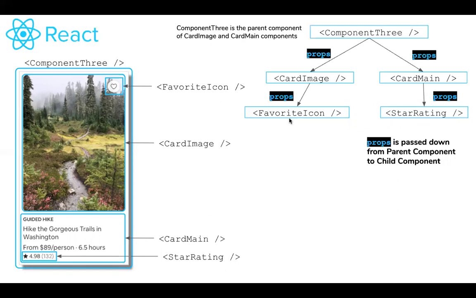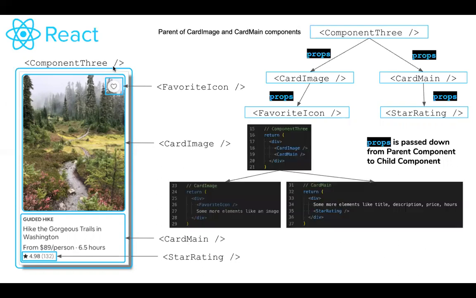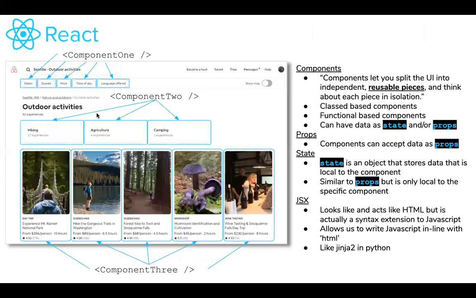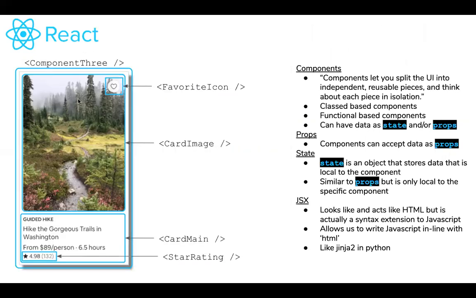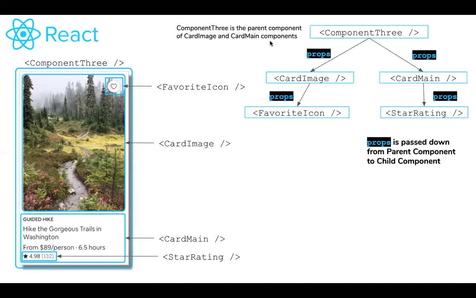So, this thing is this guided hike. The data would probably originally be put into component 3 by this larger thing, which would pass it down as props to one of these cards. And then component 3 would pass that information as props to the image, to the favorite icon, all that stuff, saying, okay, here's the image that we want to display, here's the information on it, here's whether or not it's been favorited, stuff like that.